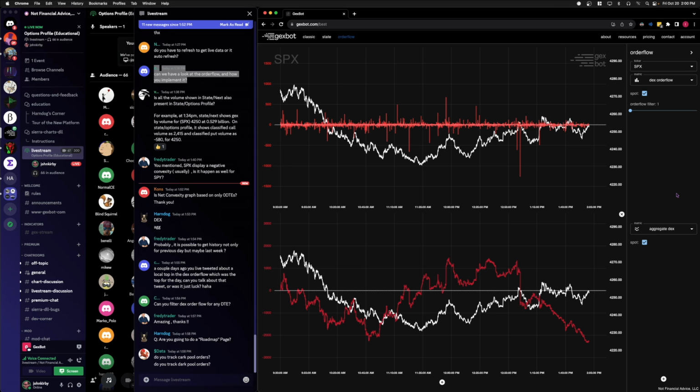Can you filter DEX flow for any DTE? No, not right now. Right now it's just 0 DTE, because this is really made for intraday stuff. But that is in the plan. It probably won't be any specific DTE. It's probably going to be either 0, or a week, or a month or something like that. So we'll probably choose 3 main ranges, and that's something I'm working on, figuring out exactly what the best, most actionable ranges are. But yeah, that should get built in eventually.